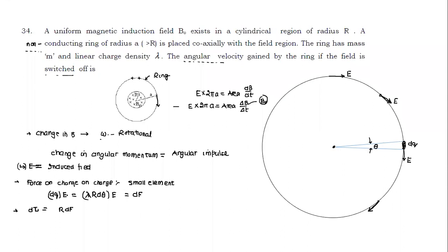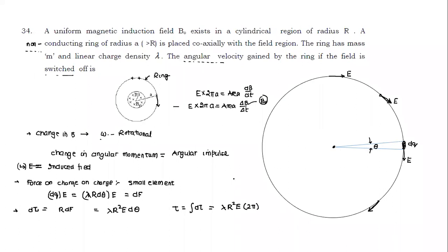So what is the torque? Let me put this r into dF. You will substitute lambda r square E into d theta. So what is the total torque now? Total torque is add it up. If I add it up, what is the integration of this term? Only d theta is being added up, and d theta will come equal to 2 pi. So this will come equal to lambda r square E into 2 pi.